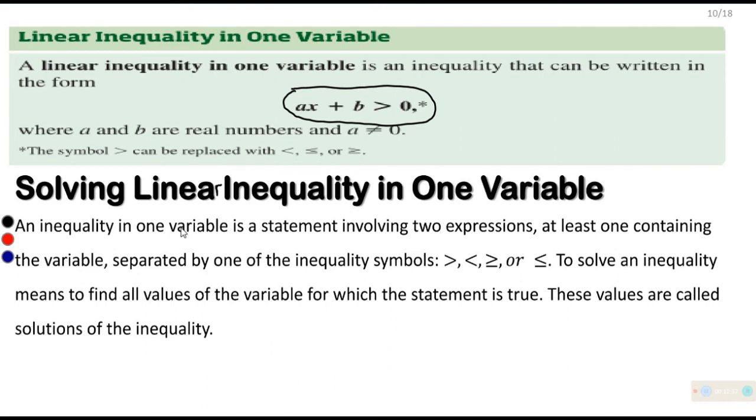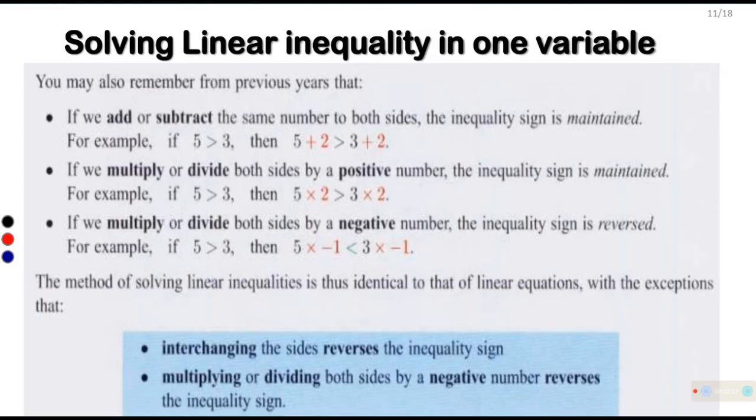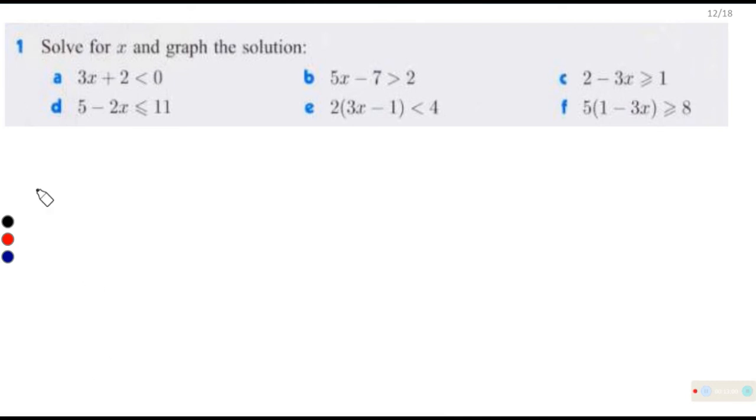And remember that adding or subtracting a constant from both sides does not change the sense of the inequality, but when you divide or multiply both sides of the inequality by a negative number, the sense of the inequality automatically changes. Now let us look at examples.